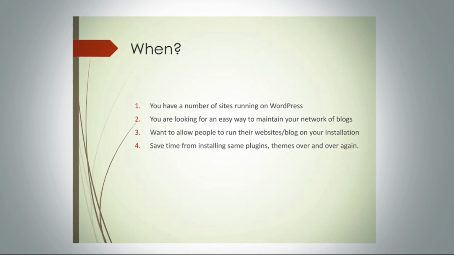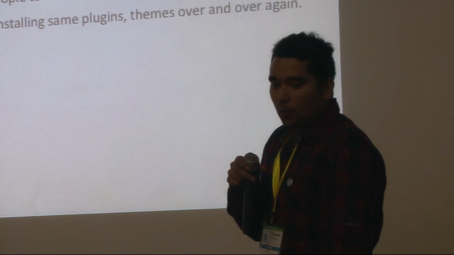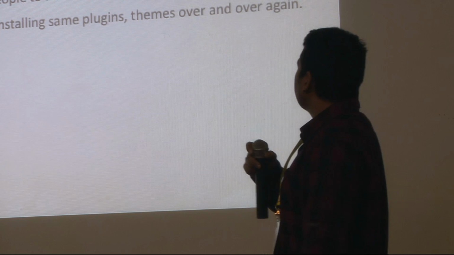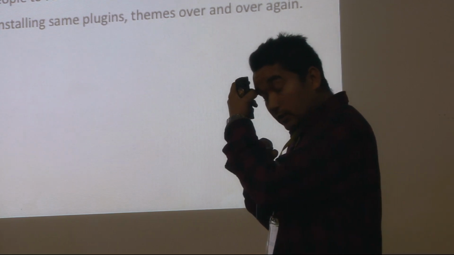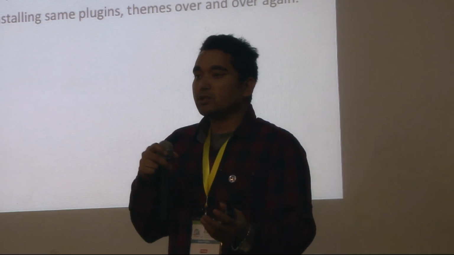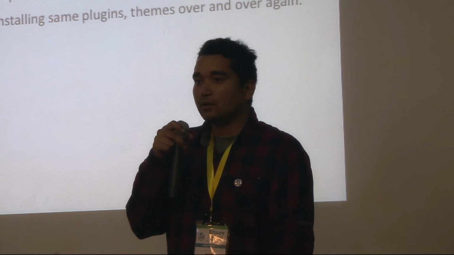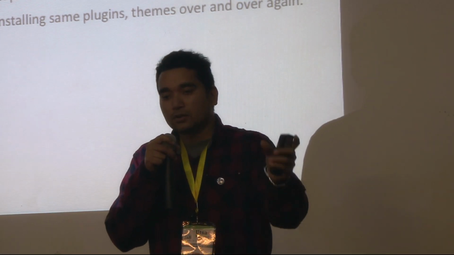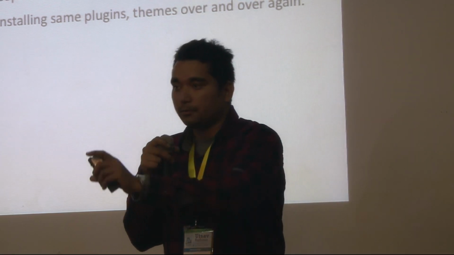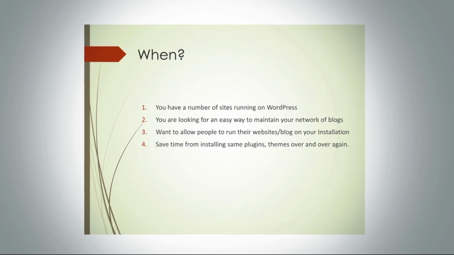But if you're using a single installation of WordPress, you'll have to do that 21 times. You want to allow people to run their websites or blogs on your installation. So you want to create a network of blogs, like say your institution, and you want everyone on your staff to have their own blog. Say you have an institution that has a domain name abc.com, and you want your staff to blog in it.